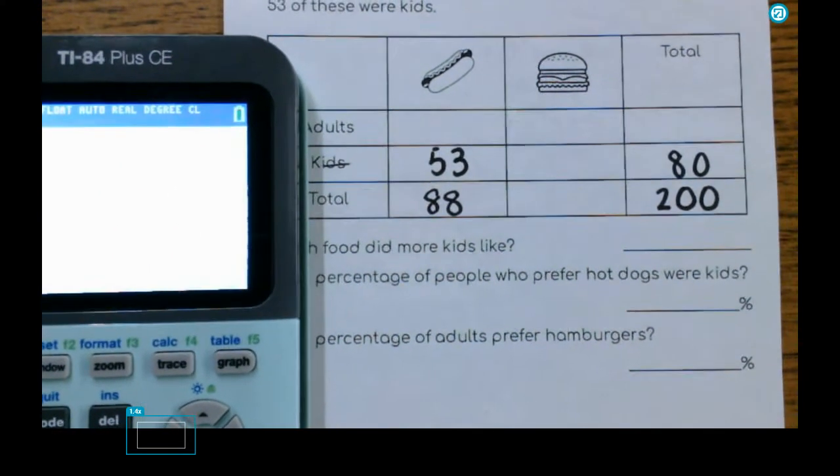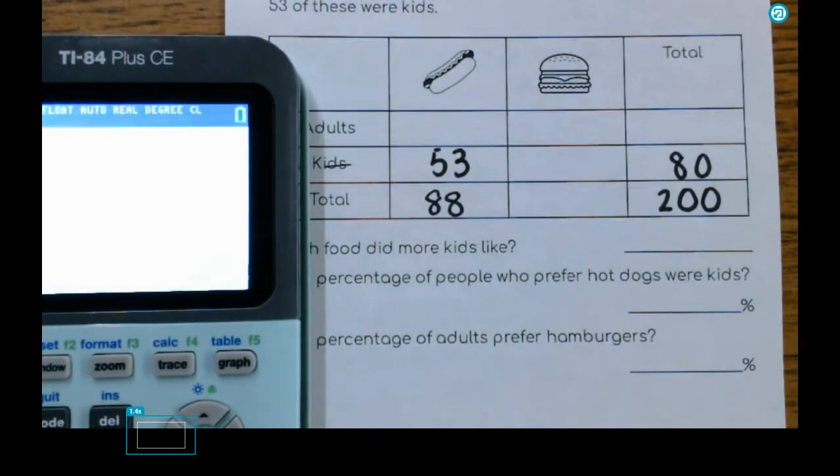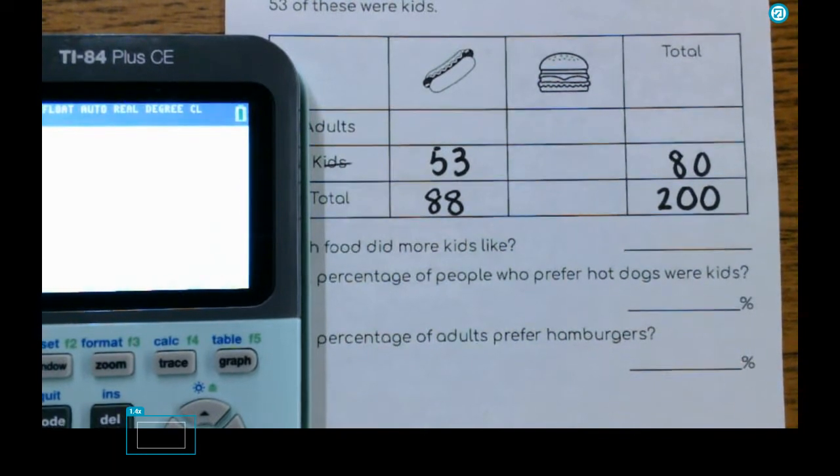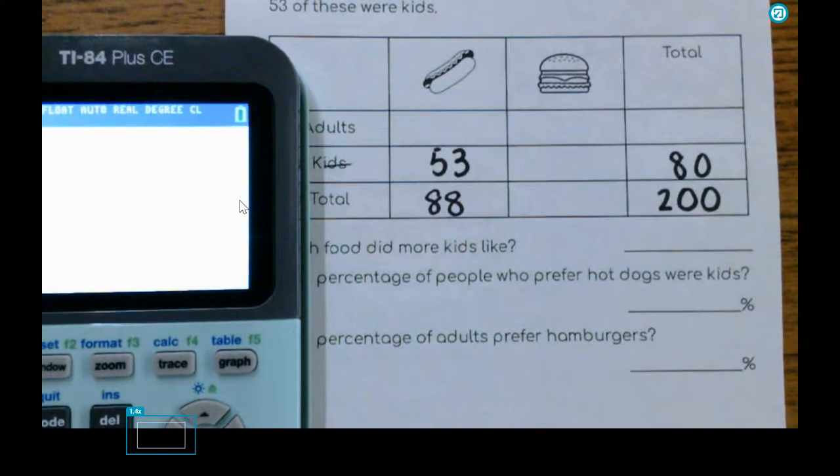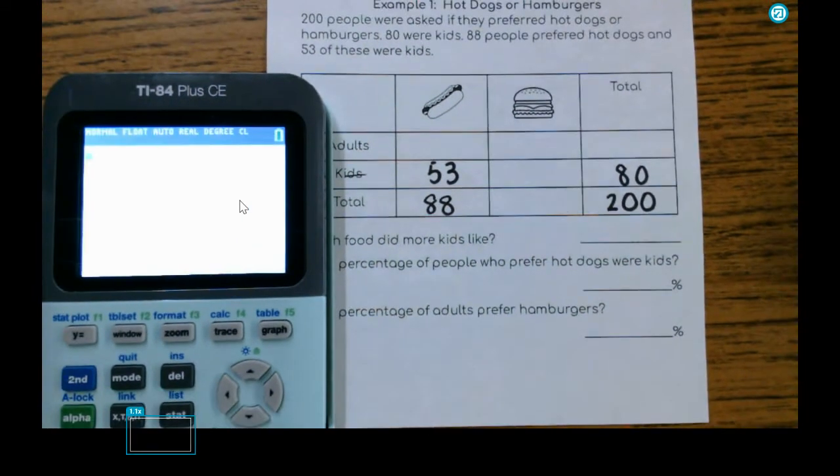Anytime you know two things in a column or two things in a row, you can find the third missing item. So we can go in a lot of different orders, and no matter what order you go in, you should end up with the same answers. So what I'm going to do, I'm going to turn down the brightness on my calculator a little bit.